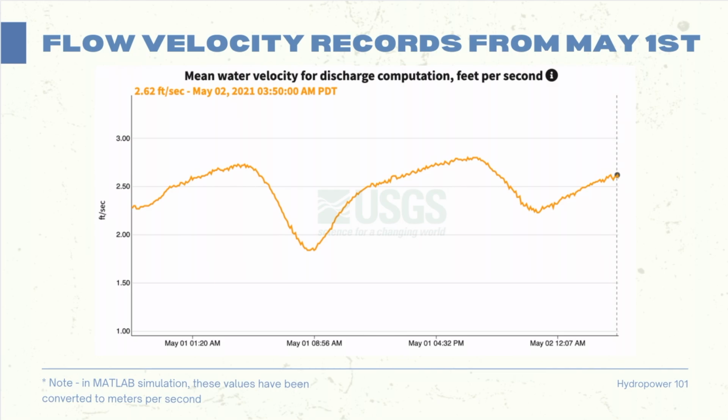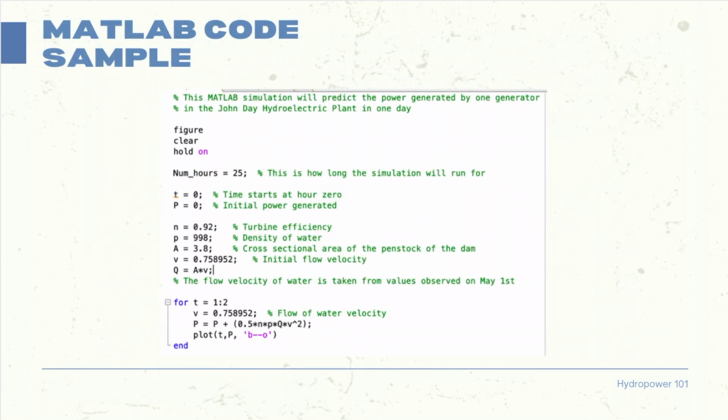Luckily, the United States Geological Survey tracks the flow velocity of the river every day, 24/7. This is the graph for the flow velocity on May 1st, 2021, and is where we pulled our flow velocity data from. An important note is that we had to convert from feet per second to meters per second. The MATLAB simulation that was created can be seen here. This simulation implemented the power equation and the flow velocity data in order to make a prediction for a day's power output. This is only a sample of the code, as it was programmed to change for the flow velocity every hour. The pattern shown here continues until a whole day has elapsed.